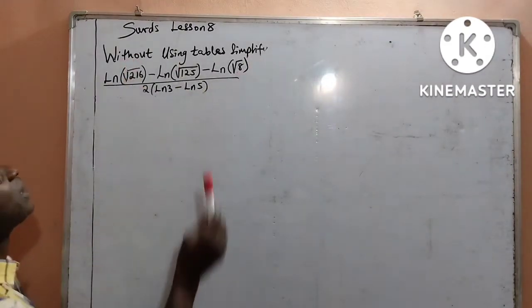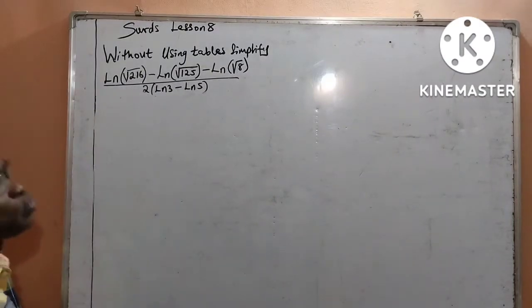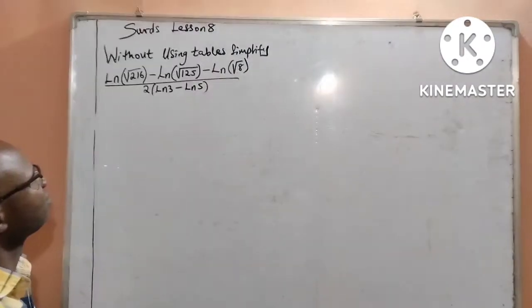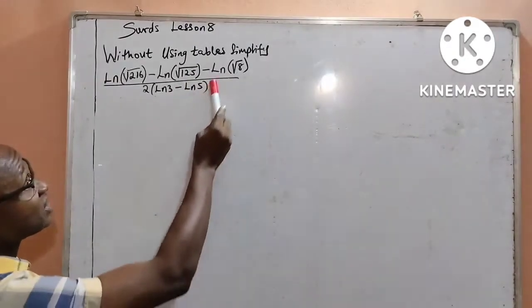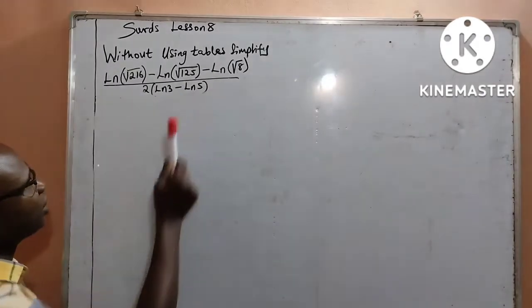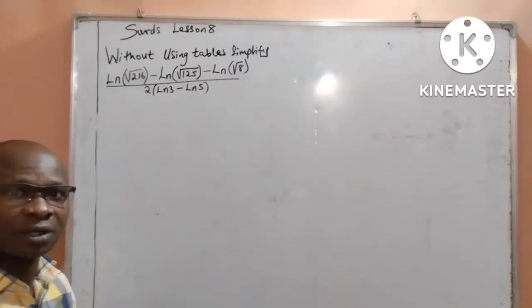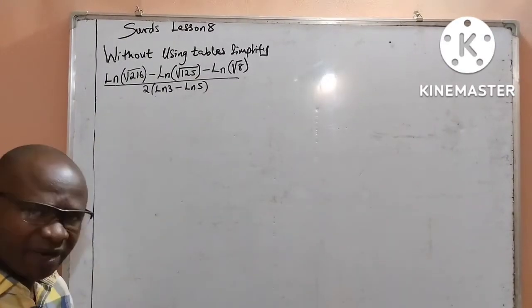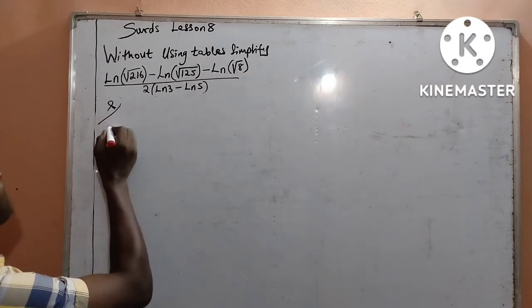Without using tables, simplify ln square root of 216 minus ln square root of 125 minus ln square root of 8, everything divided by 2 into bracket open ln3 minus ln5, then close the bracket. Let us dive in immediately. By solution, I have it.